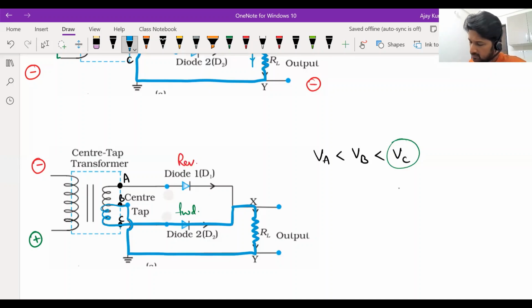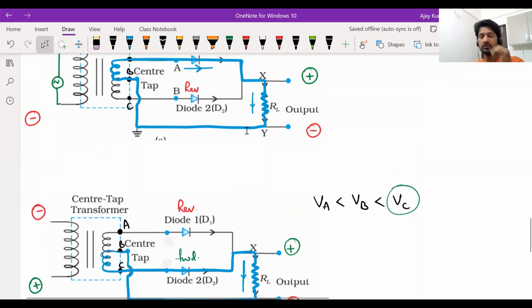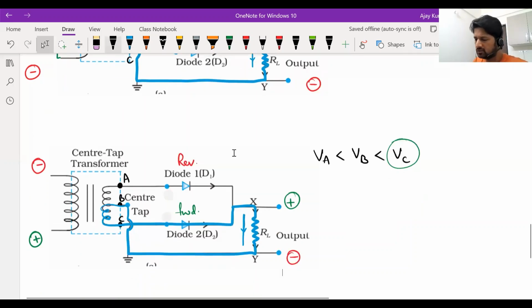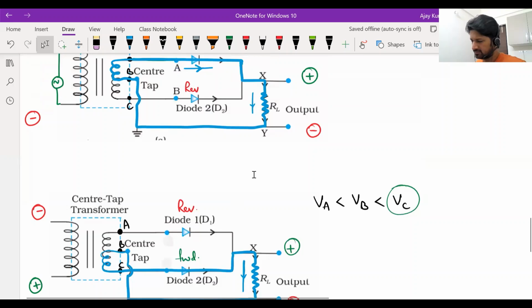And what is happening now? The negative half cycle of the input voltage is going on. Even now, the current through the load is in the downward direction itself. When current through the load is in the downward direction, it means the end X is at higher potential and the end Y is at lower potential. Which was the same even when the positive half cycle of the input was going on. So whether the input voltage's positive half cycle or the negative half cycle is going on, you will get the same output. You will always get a positive half cycle in the output. This is what we call full wave rectification.